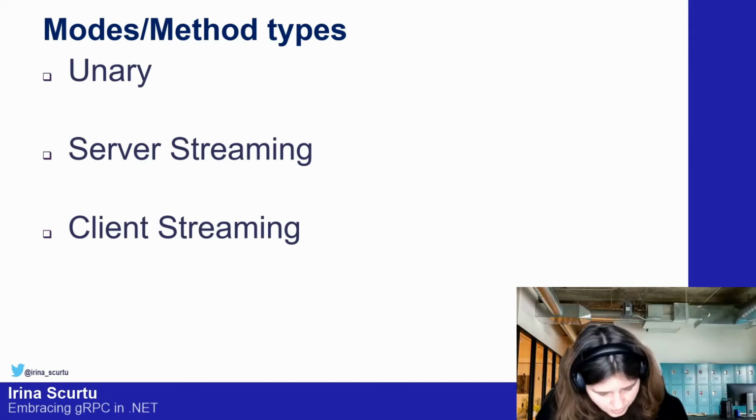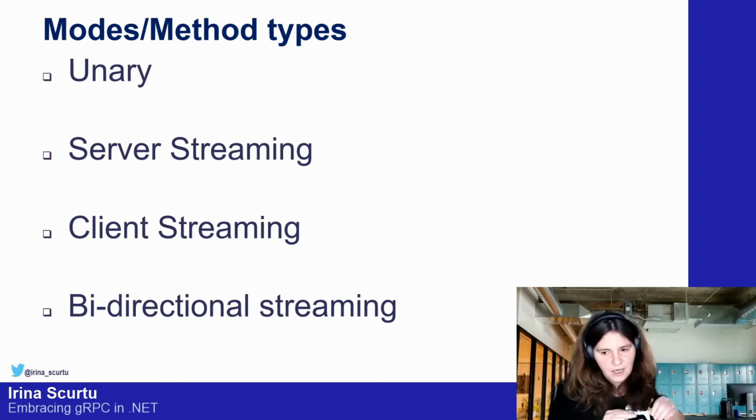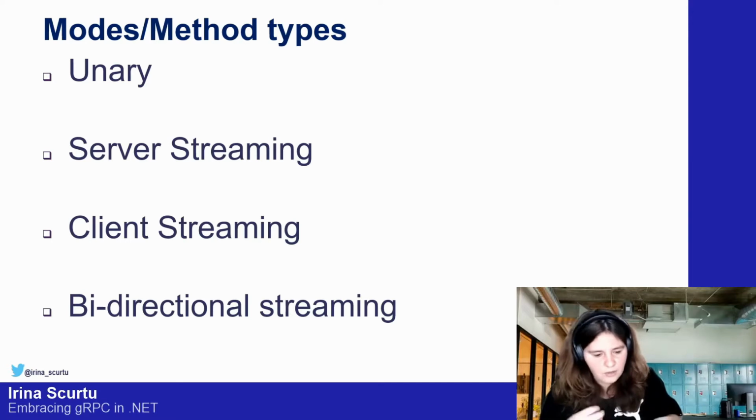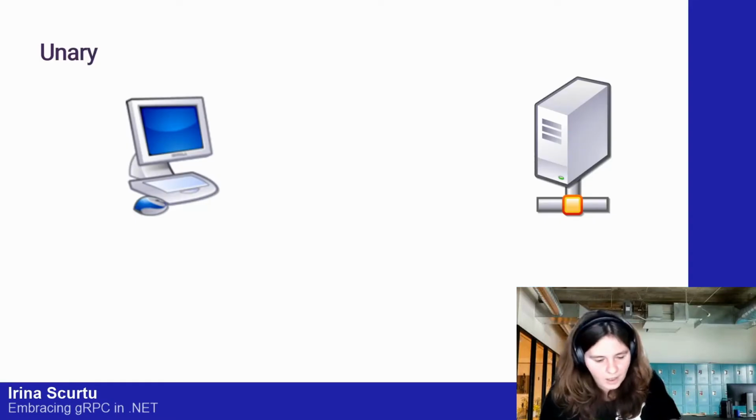Client sends a lot of data and the server will respond with only one thing. And bi-directional streaming is the previous two combined, which means that the client sends a lot of data and receives back a lot of data. So it's like you have chained a lot of responses and a lot of requests, but in the same context, in the same request.